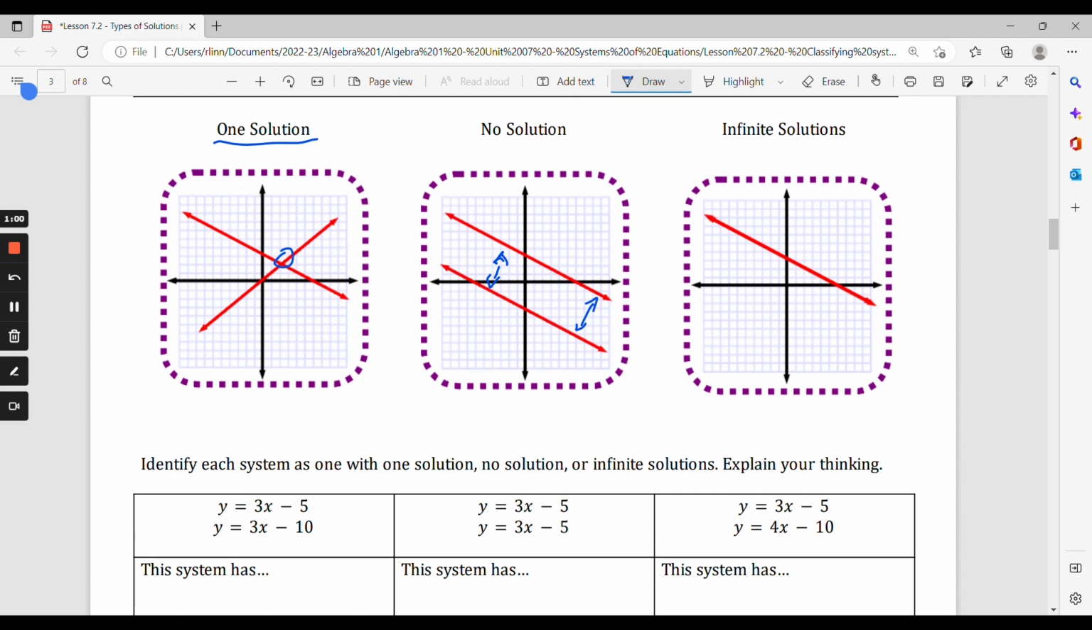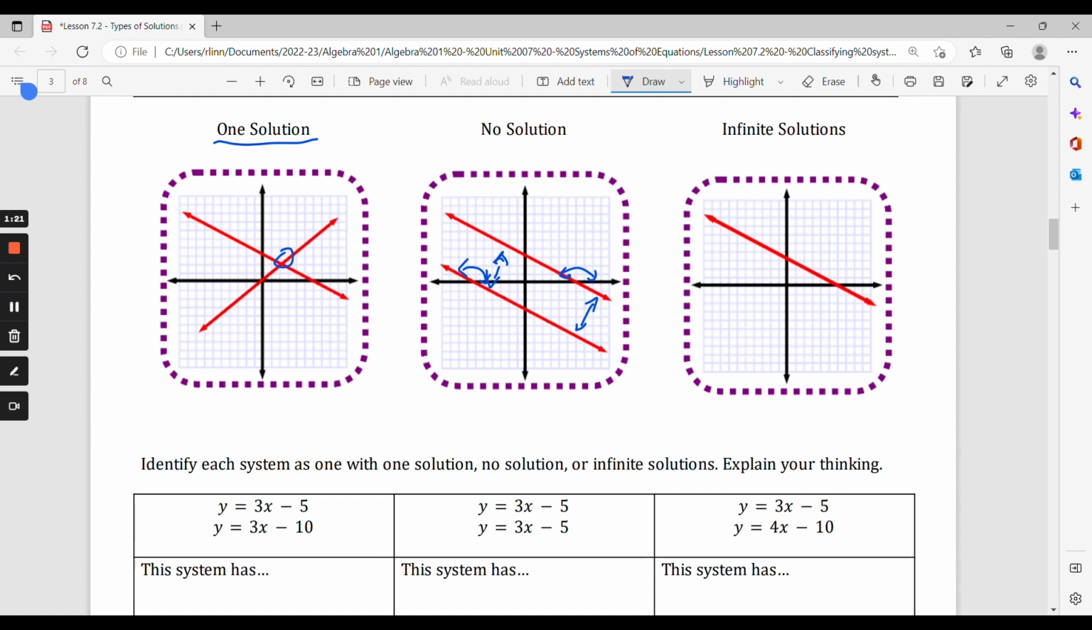I also remember that parallel lines have the same slope. So I can see that they are at the same angle. The measure of the angle of that line is going to be the same on the first one and the second one.